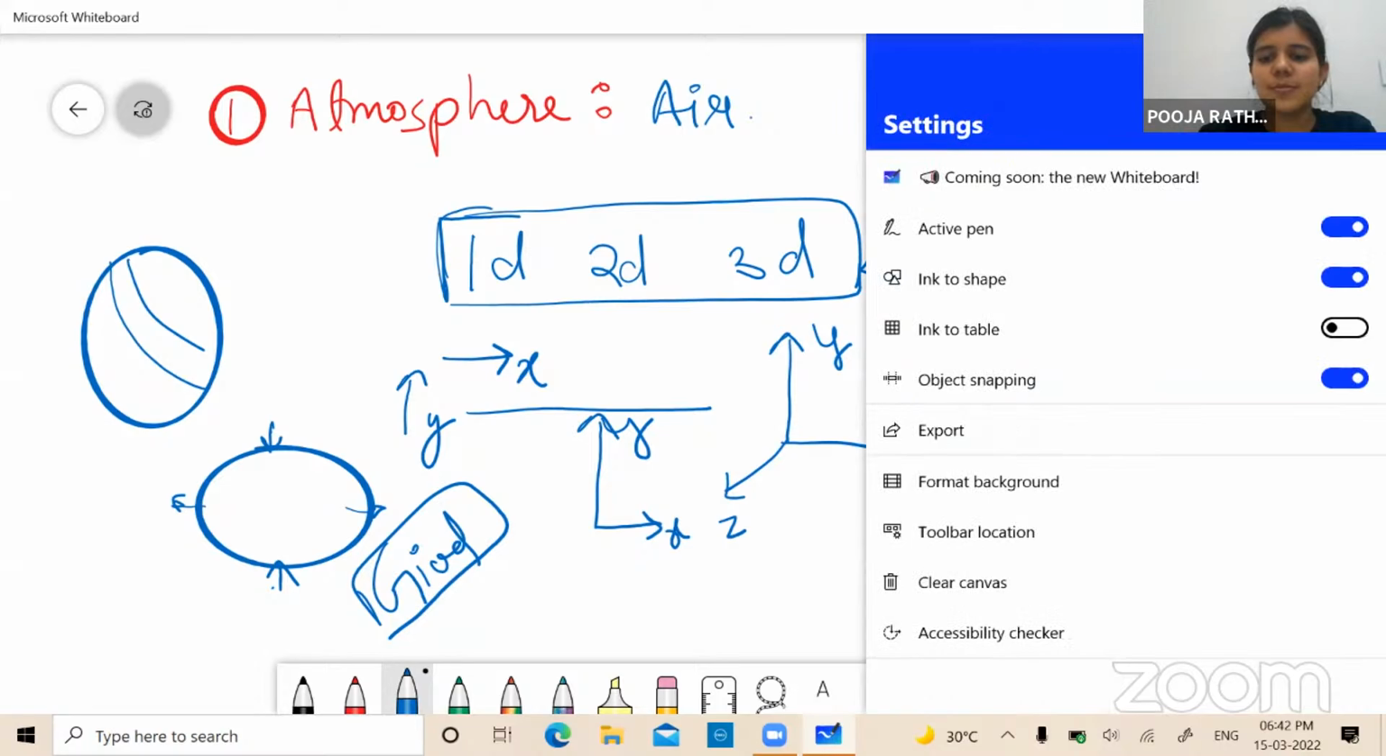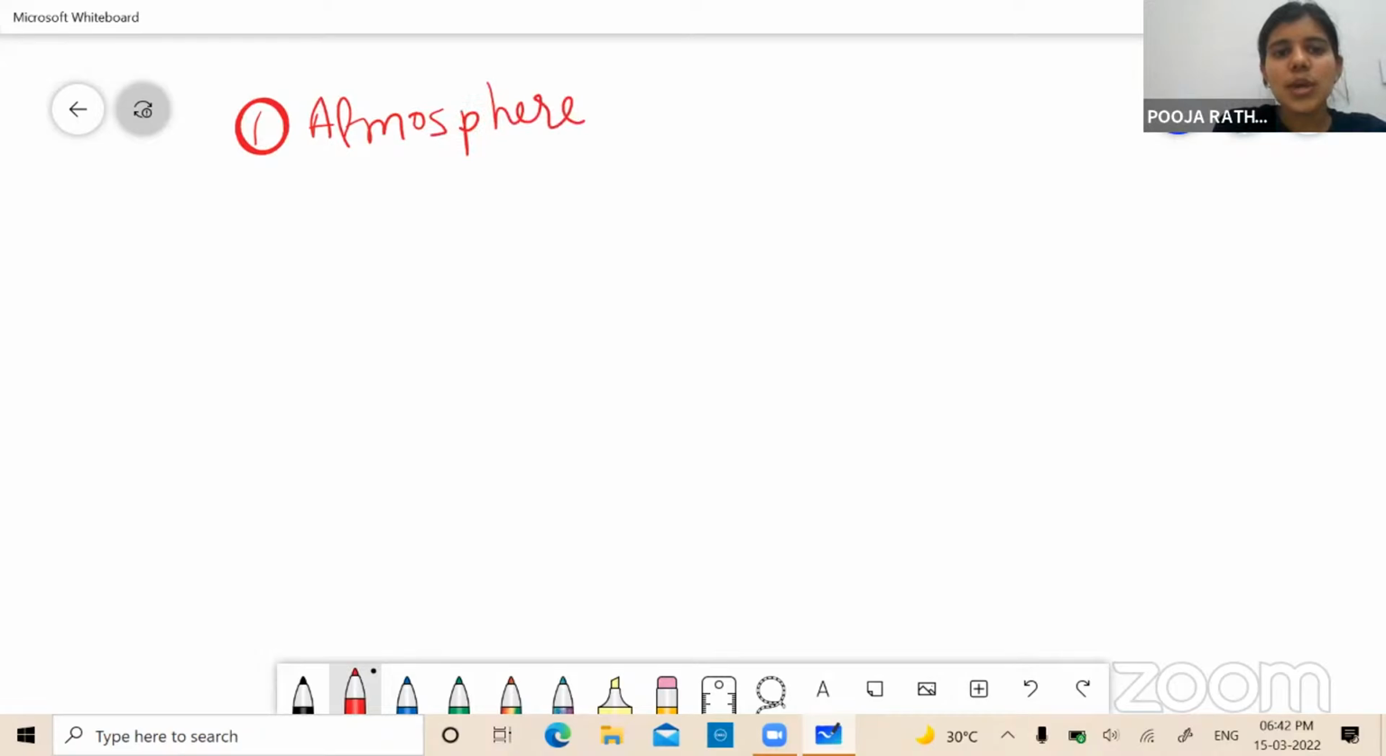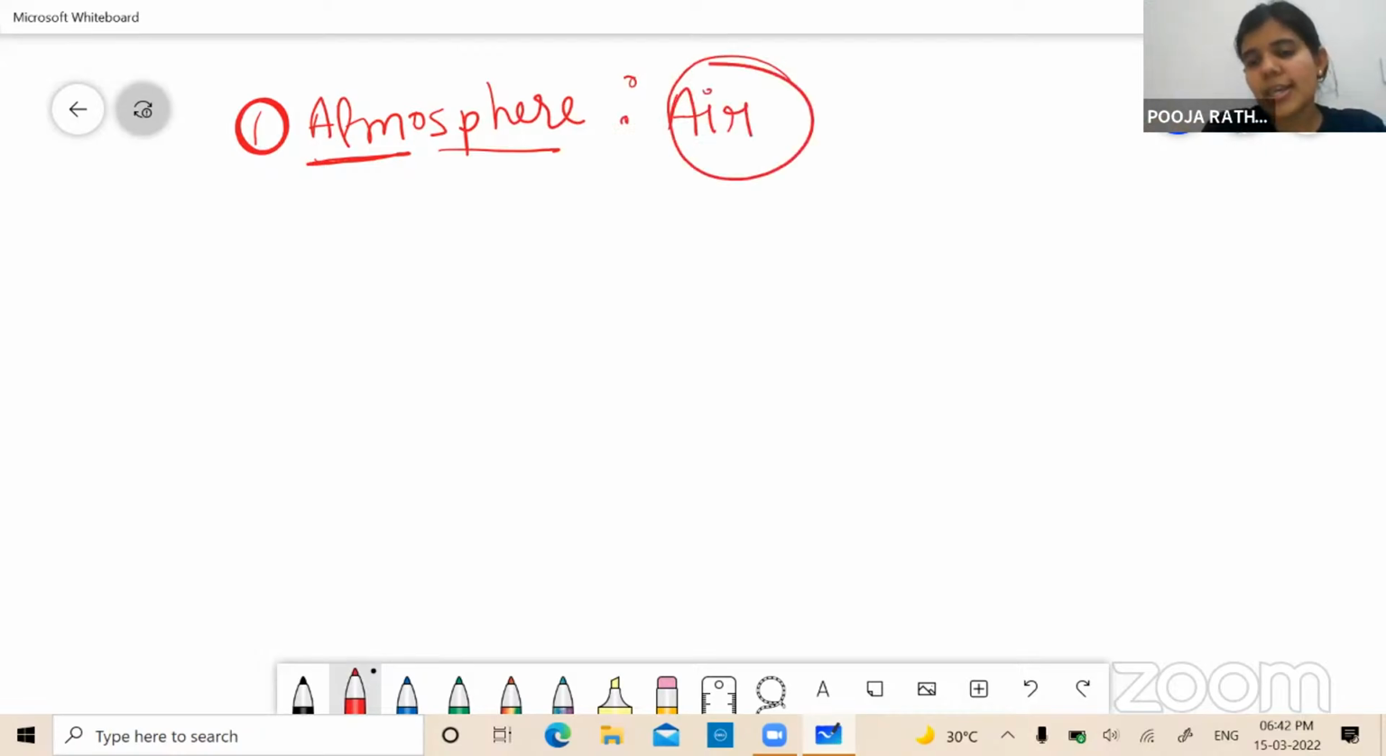So we just deviated from the topic. We were covering the atmosphere actually. So the first one is atmosphere. The sphere in which atmos, that means air, is present. All that part of the sphere where air surrounds is called the atmosphere on Earth.